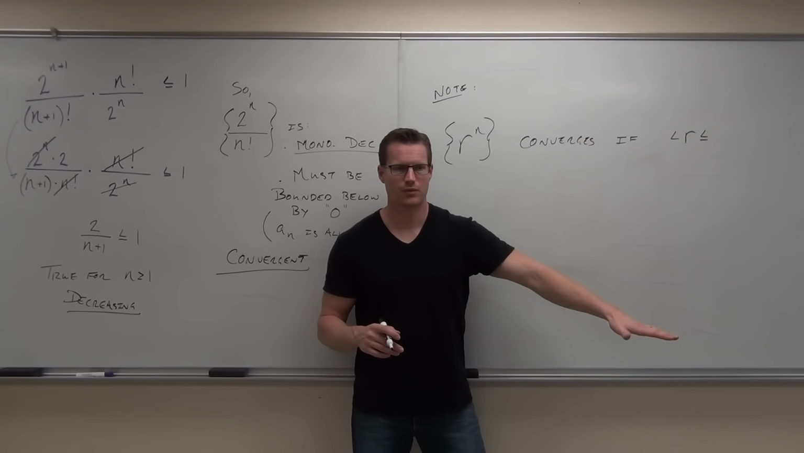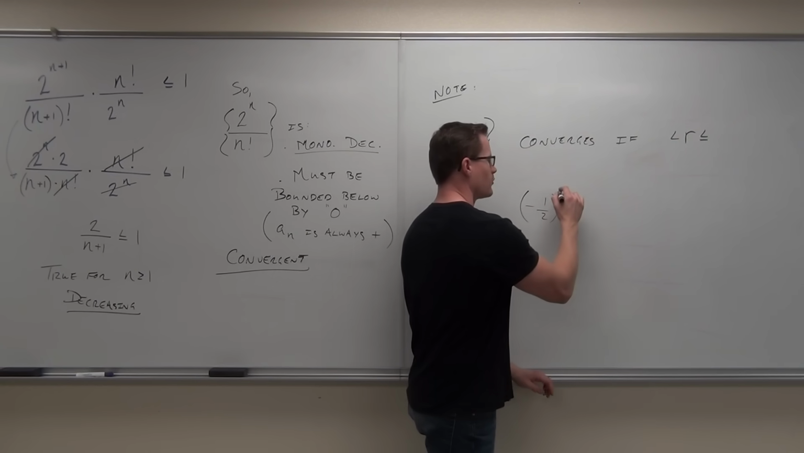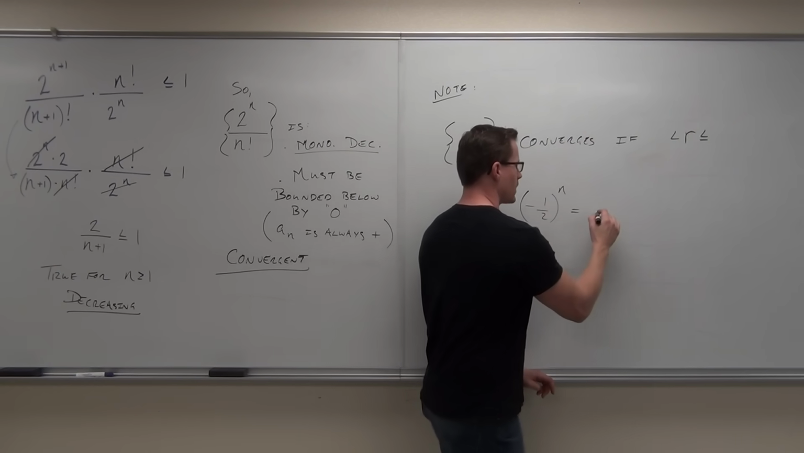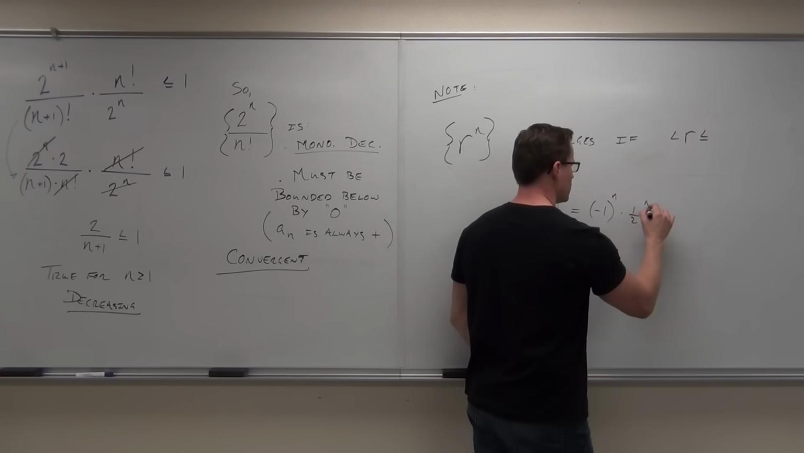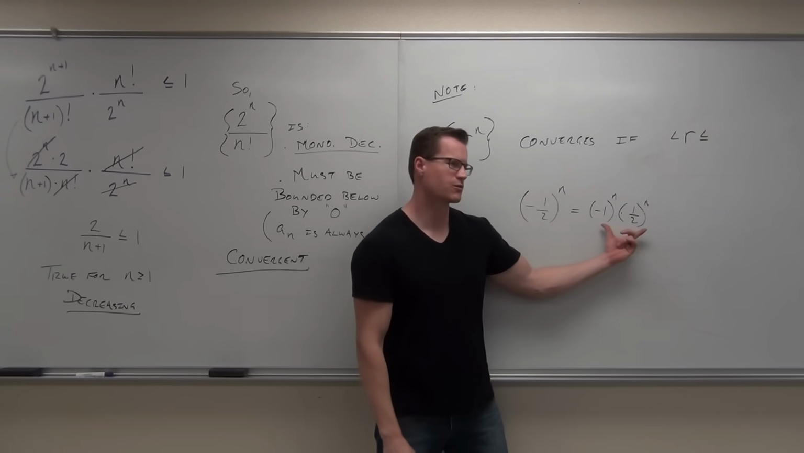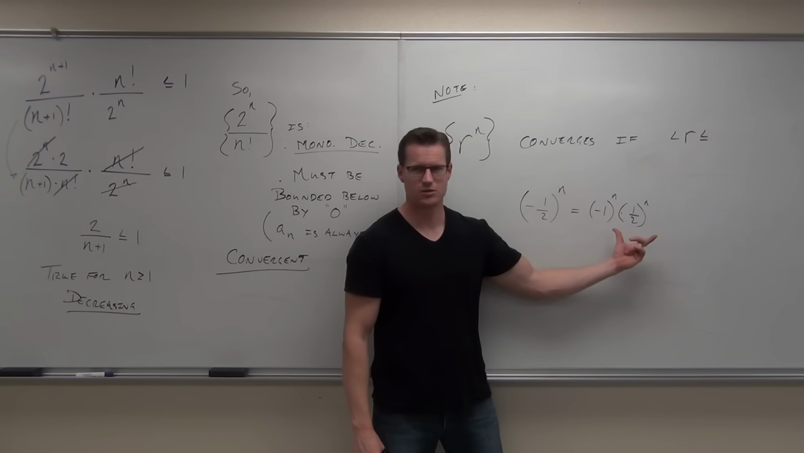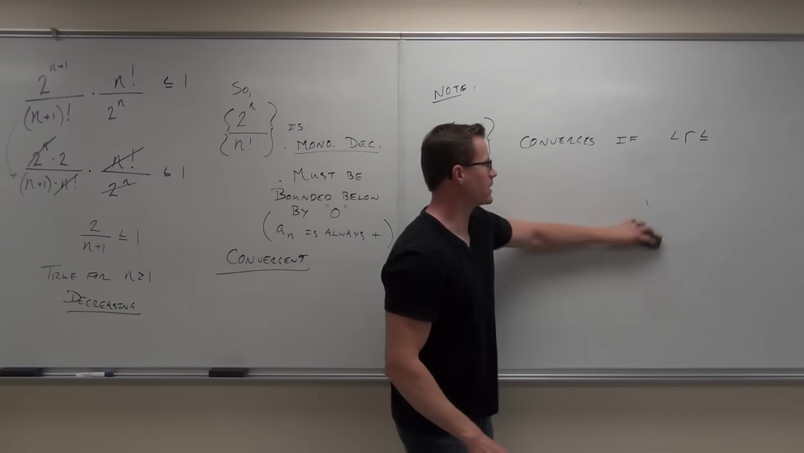How about negative 1/2? Okay, this is going to be weird, but negative 1/2 to the n is the same thing as negative 1 to the n times 1/2 to the n. Remember that whole idea that if the absolute value of the sequence converges, then the sequence converges? Booyah, converges. Okay. So here's the point.